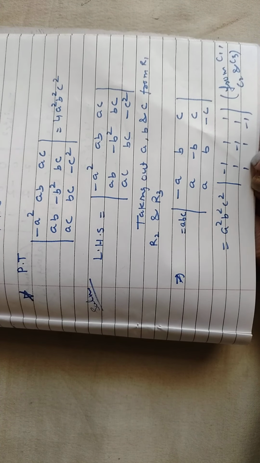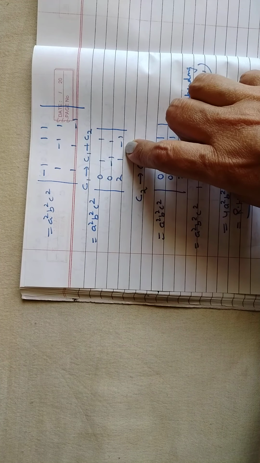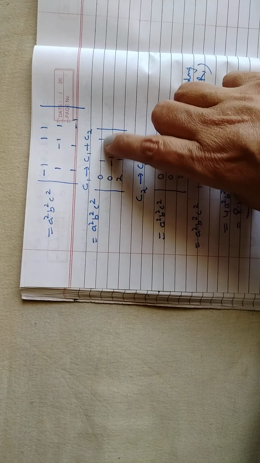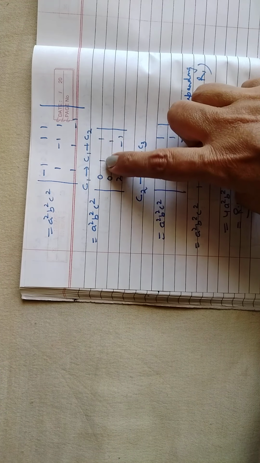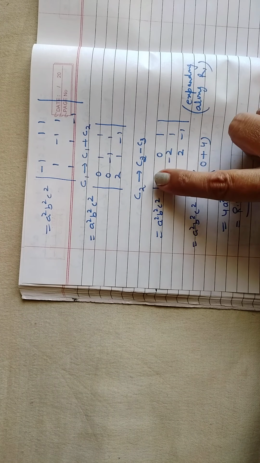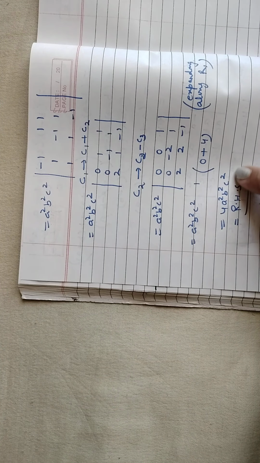Now make any two 1 zeros. So what is left? This is left now. So now you will apply C1 operates C1 plus C2. C1 operates C1 plus C2, so it will become this. Now you may expand it along the first column, or you may make the first row again 0. So which operation will you apply? C2 operates C2 minus C3, right? So it will become 0 0 1. Now you may expand it along R1. Then what will you get? Expanding it along R1, 0 plus 4. So it will be 4a square b square.